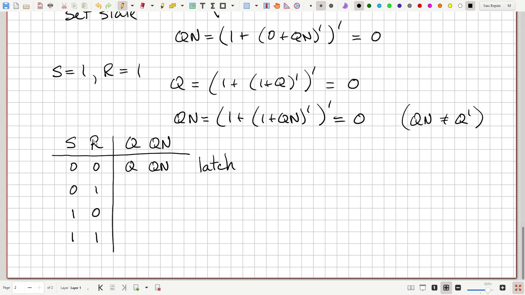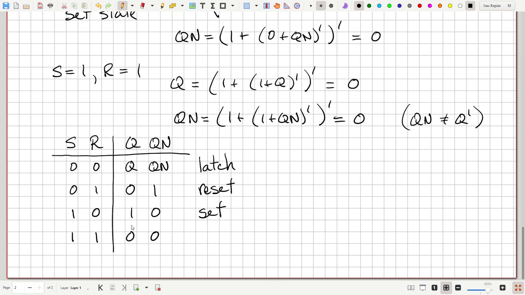0, 1, that's where R is equal to 1. We call that the reset state. Q goes to 0, and Qn goes to 1. Call that reset. 1, 0, S is 1. That we call the set state, and Q is 1, and Qn is 0. And 1, 1, they're both 0. And we actually want to avoid that state. That's not useful for us.